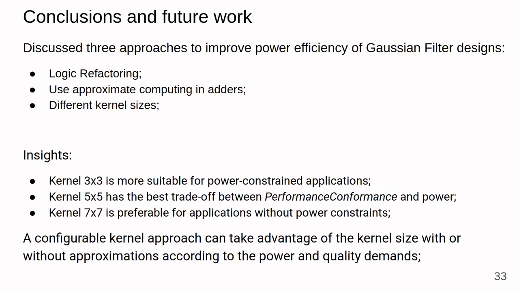So, as a conclusion, in this paper we discussed 3 approaches, and their combination, to improve power efficiency of the Gaussian filter, which are the logical refactoring, the copy strategy to approximate adders, and 3 different kernel sizes. Based on the results, we can conclude that kernel 3x3 is more suitable for power-constrained applications, while kernel 5x5 has the best trade-off between performance conformance and power. Also, kernel 7x7 can be used in a non-power-constrained application.